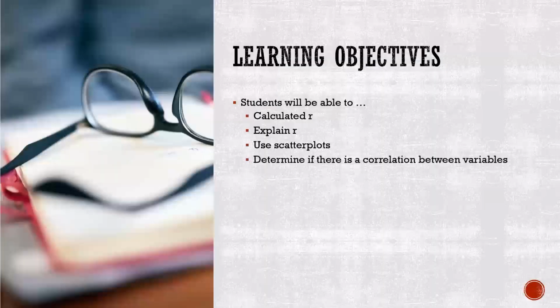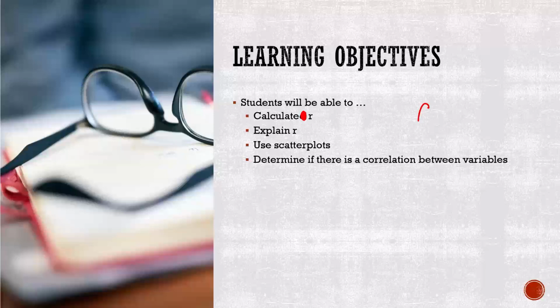Oh, I should have the word calculate. So we're going to calculate something called lowercase r, and then you're going to explain it. We're going to use scatter plots. Do you remember that we made a scatter plot very, very early in this class for that one assignment, right? So we're going to come back to that, and we'll determine if there's a correlation between two variables.